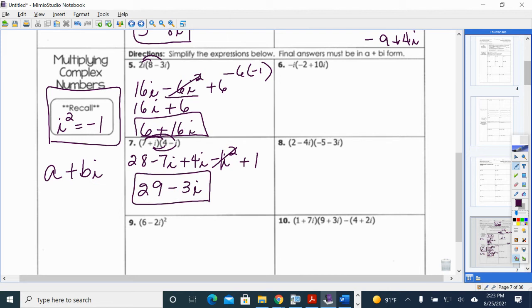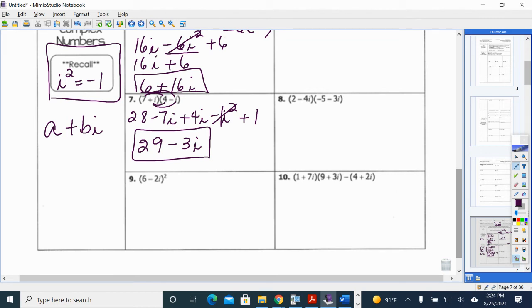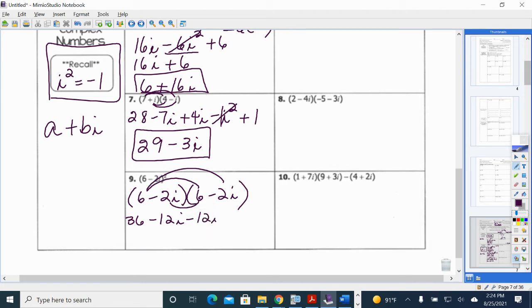Now when you look at question number 9, again, number 8 is just like number 7. But when you look at questions like number 9, 6 minus 2i squared, what that means is that you have got 2 of these binomials. And you're supposed to write those out twice and do just like we did on number 7. 6 times 6 is 36. 6 times negative 2i is negative 12i. Distribute the negative 2i. Negative 2i times 6 is another negative 12i. And then negative 2 times negative 2 is a positive 4i squared.